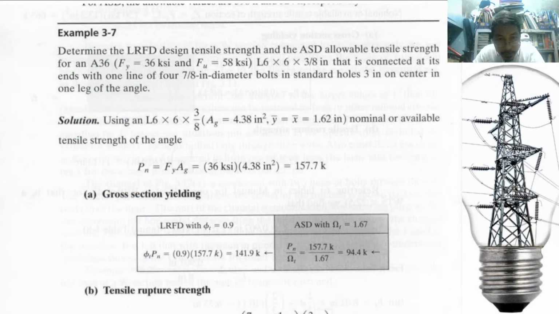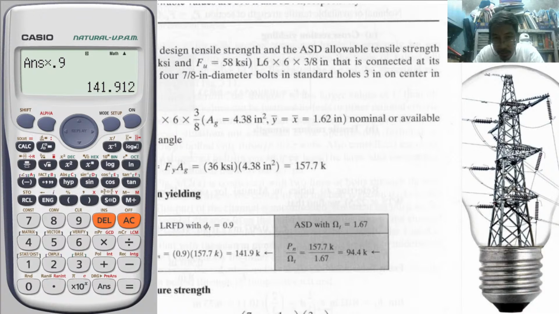Okay? Next, let us now proceed to the mode of failure, yielding. So, cross section times yielding. So, let us multiply this thing by 0.9. Okay? Multiply it by 0.9. Still, we have value 141. Okay? I will show you again. Multiplying it by 0.9. So, we have 141.9. Okay? Same with the book's answer. Okay.